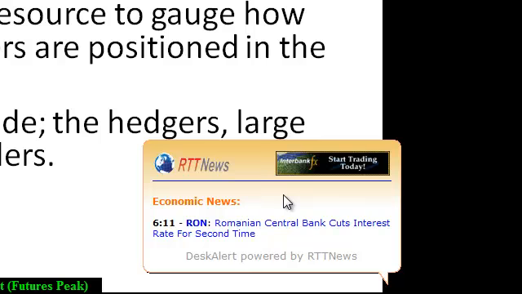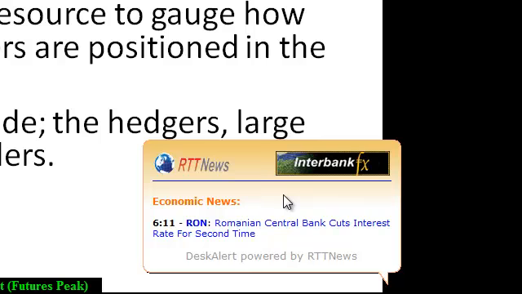What is the COT report about? Well, the COT report is published by the Commodities Futures Trading Commission in the United States. This report measures the net long and short positions taken by speculative traders and commercial traders. The COT report is a great resource to gauge how heavily these market players are positioned in the market. These market players include the hedgers, large speculators, and retail traders.